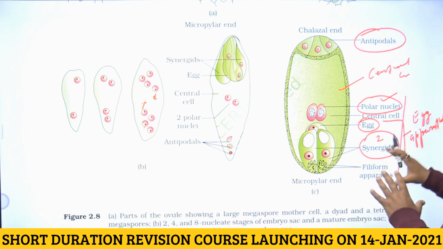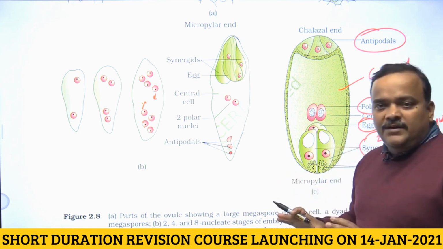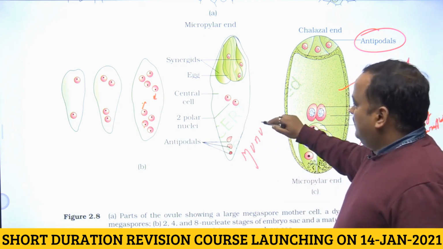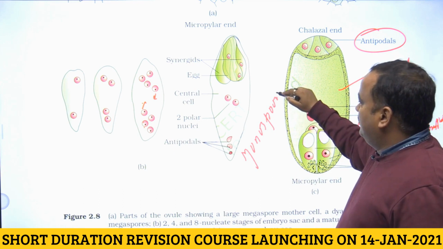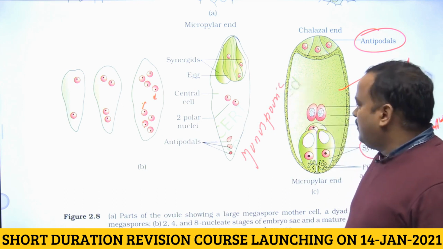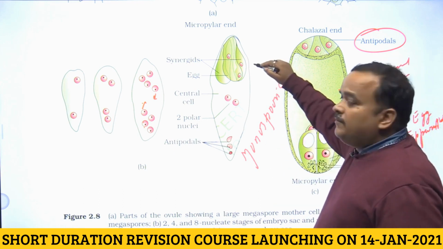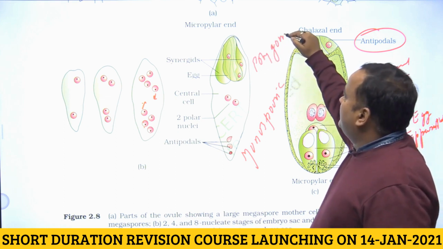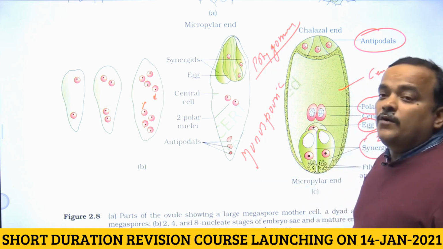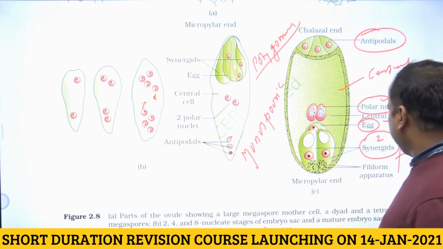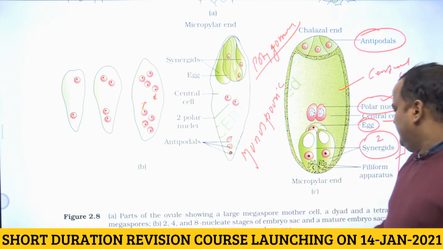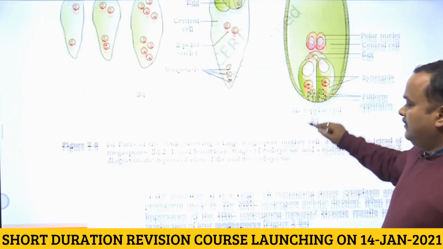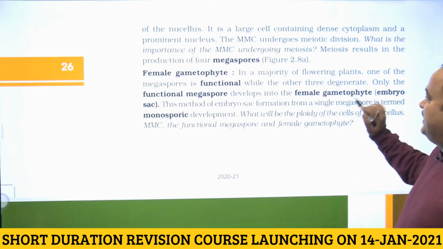This is typical embryo sac development in angiosperms. It is referred to as monosporic development, or it was first reported in a plant called Polygonum, and that's why it is also referred to as the Polygonum type. It is not there in NCERT, but you can remember this. Now, so this is the female gametophyte.